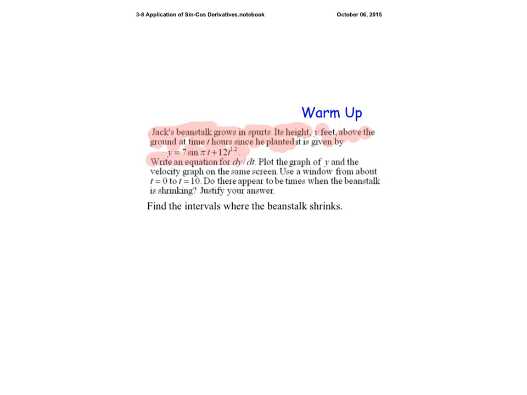Write an equation for the derivative, plot the graph of y and the velocity graph on the same screen. Use the window from about t equals 0 to t equals 10. Do there appear to be times when the beanstalk is shrinking? Justify your answer. Find intervals where the beanstalk is shrinking. Alrighty, so clearly we're supposed to use a graphing calculator based on how I just read it. So let's do that.